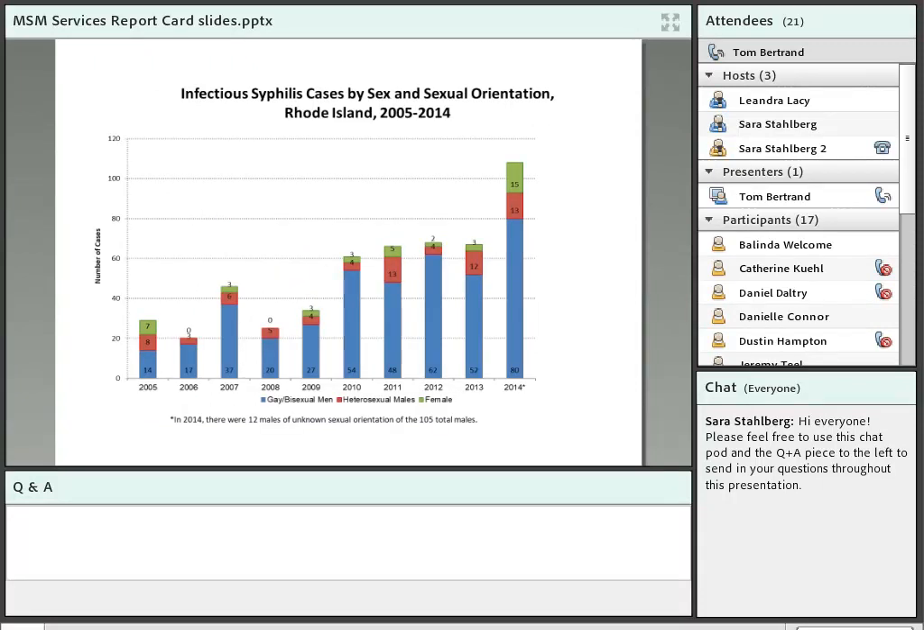For infectious syphilis, again, the graph is similar to HIV, with years on the bottom and number of cases on the y-axis. And as you can see, I think this is across the country, we're seeing infectious syphilis explode amongst gay and bisexual men. We're over 100 cases now a year in Rhode Island, and it continues to grow.